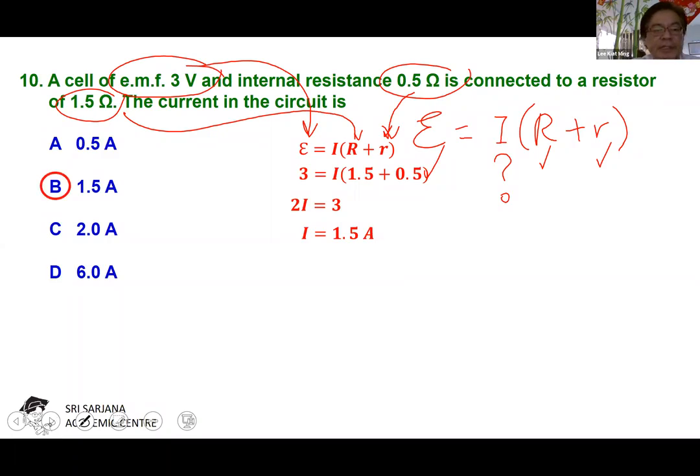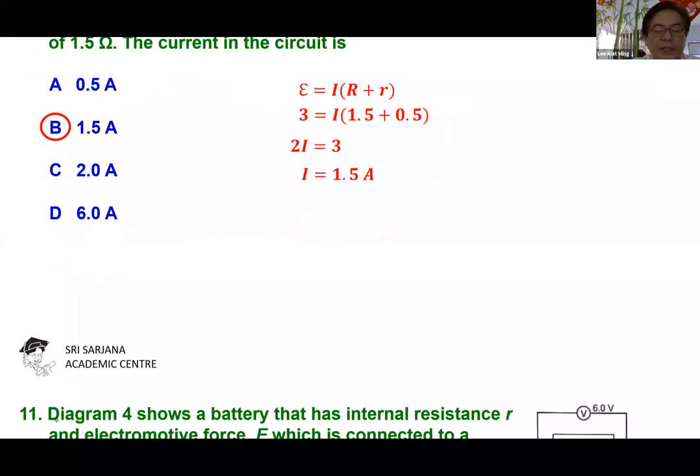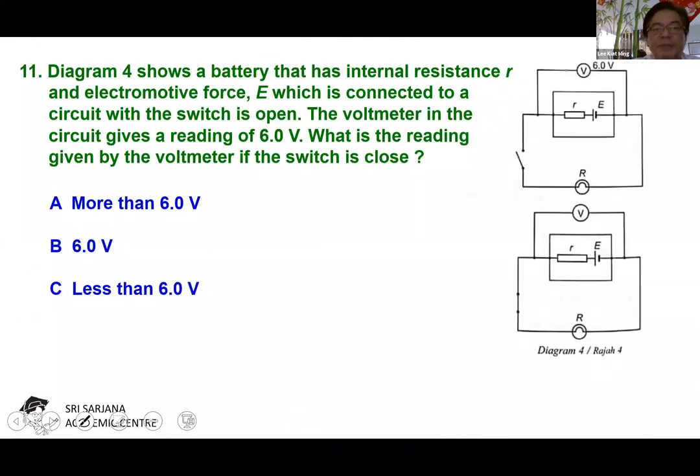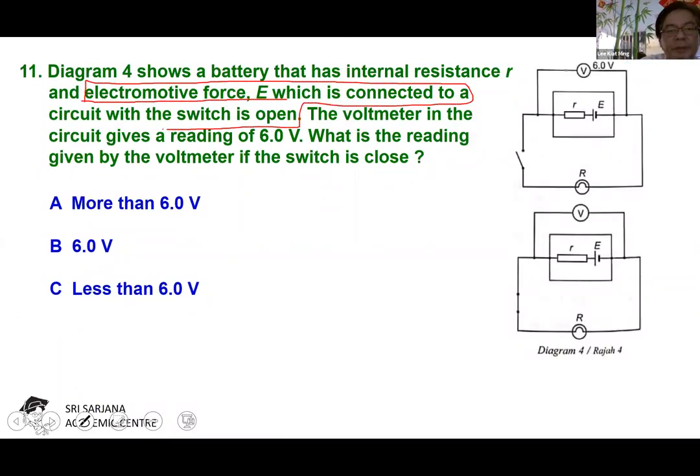This is a set that I sent to you earlier on, but many of you didn't do it, but it doesn't matter. Those who want to do it will be better than other people who never do. If you read electromotive, it's the value of the voltmeter when the circuit is open. Do you notice the word here, the switch is open? That means this is the value when the switch is open.